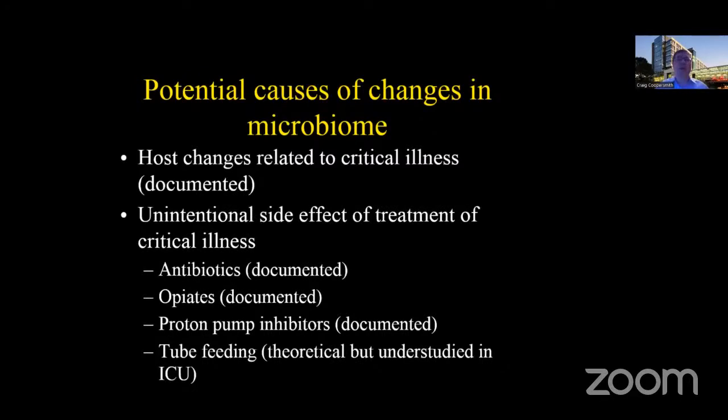Proton pump inhibitors are used to prevent stress ulcer in the ICU, to prevent GI bleeding, but they work by changing the pH in the stomach. Normally, the stomach has a very low pH and it's sterile. However, when we prevent this acidic environment, bacteria can overgrow, and that changes the microbiome.